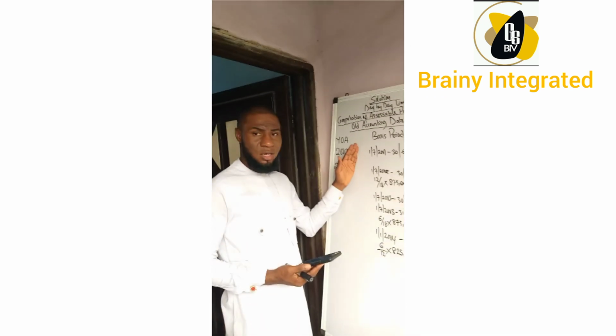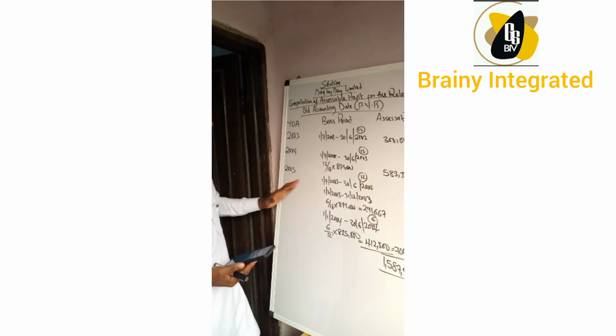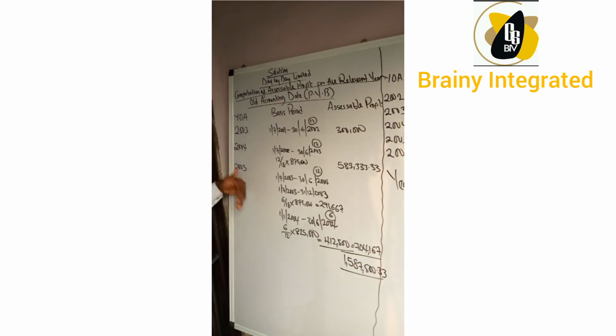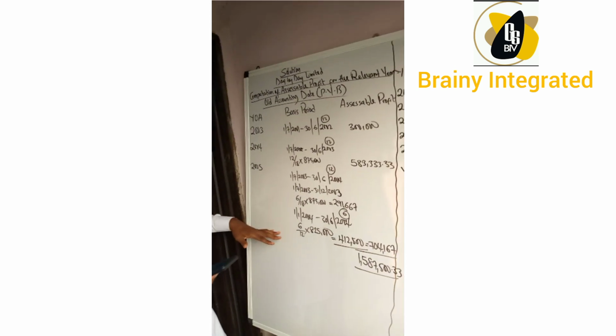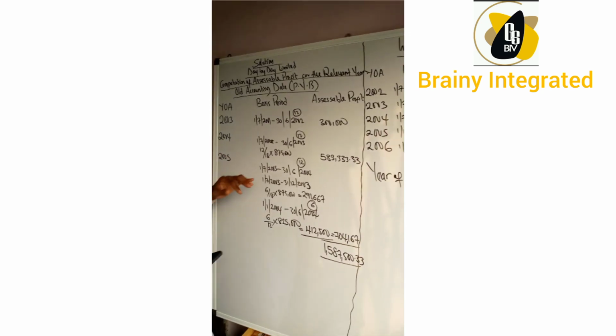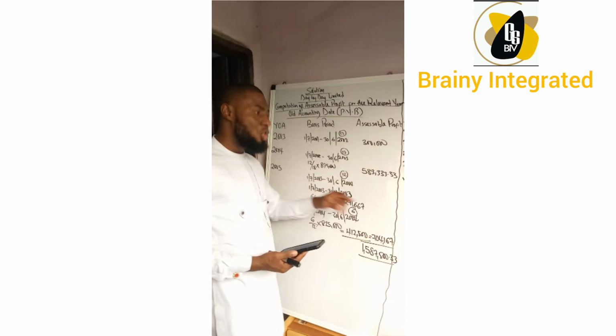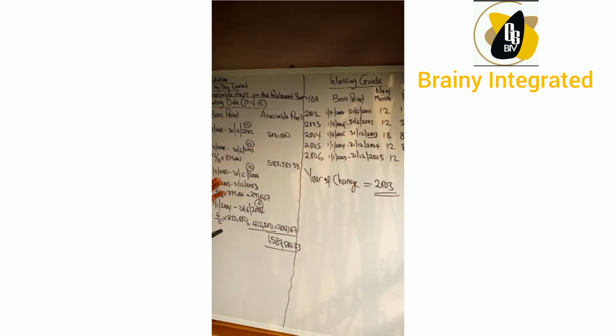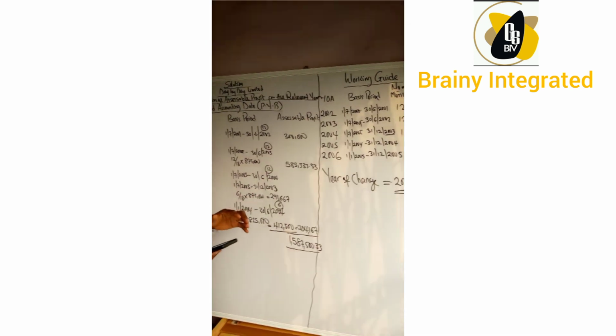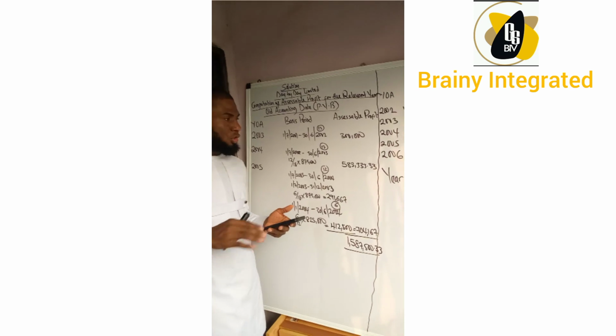I hope you understand. So after we have done this, we are also going to compute the assessable profits for the new accounting dates. We are still going to start from the year of change. Do you understand? We are still going to start from the year of change.